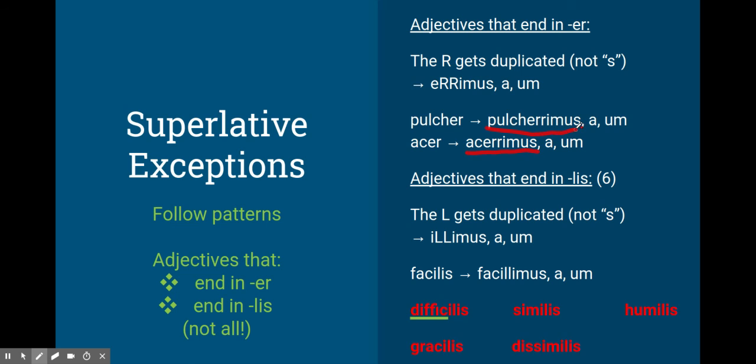a multitude of letters that would equal est. So facilimus, easiest, similimus would be the most easy, etc. So again, the most letters equals the most degree.